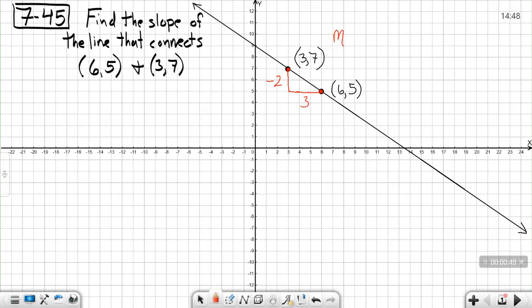Therefore, my slope of this line is down 2 over 3. And we can't reduce that fraction anymore. Negative 2/3 is as far as it goes. So we know the slope of this line is negative 2/3.